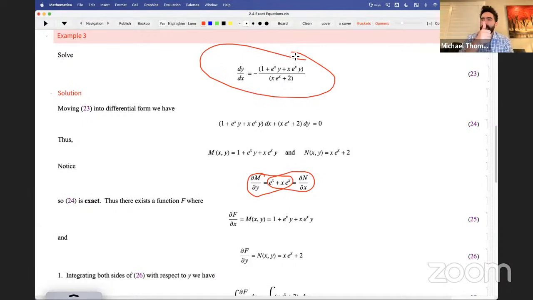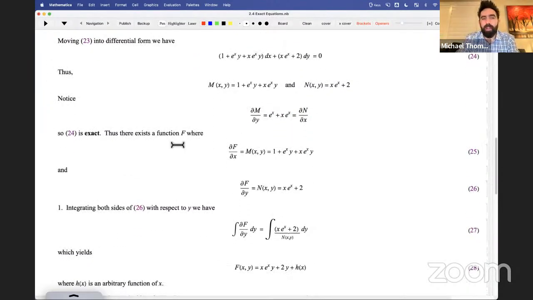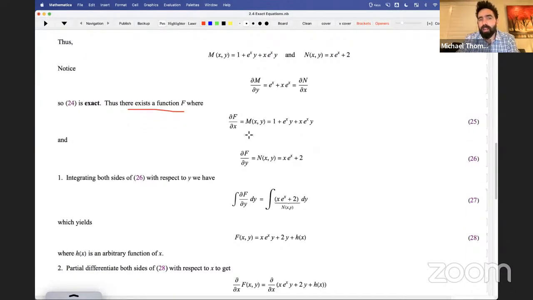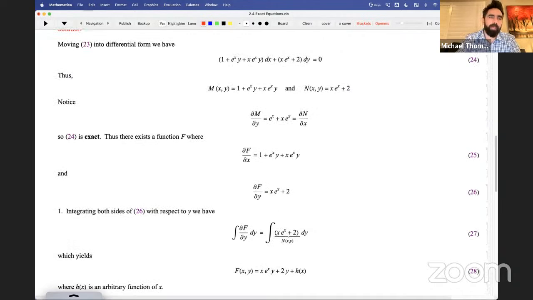And exact equations are good because it means that there exists a function F so that F equals c is the general solution. Okay, so we know a solution exists. So that means there exists this function F so that we have F equals c as a general solution. It also means that the partial of F with respect to x equals the M, and the partial of F with respect to y equals the N.